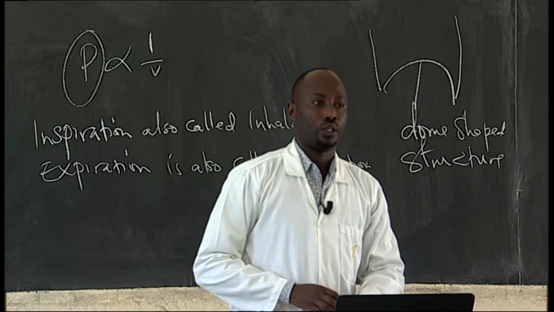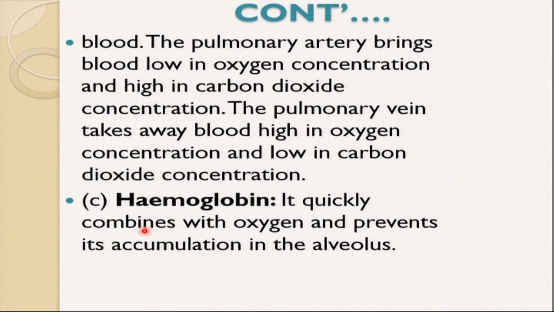Number three, we talk about the blood. The pulmonary artery brings blood low in oxygen concentration and high in carbon dioxide concentration. The pulmonary veins take away blood high in oxygen concentration and low in carbon dioxide concentration. So the pulmonary artery brings deoxygenated blood, then the pulmonary vein brings oxygenated blood. That is the common difference.